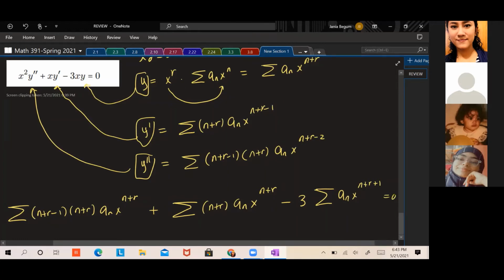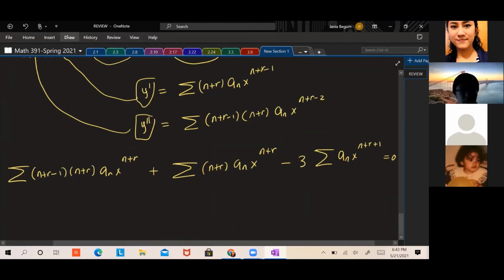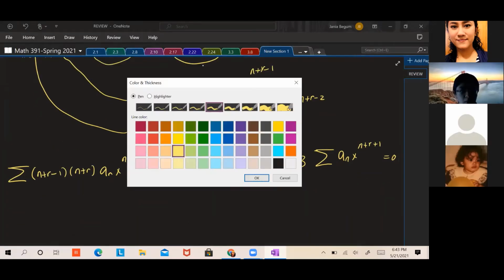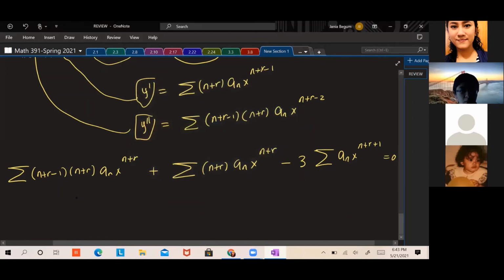Okay, so now is when you introduce that dummy variable k, so that every x has the same power, and we want it to be k plus r. So I'm going to do that right now. I'm going to let k be n for this first one, k be n for the second one. What about the last one? What is k equal to?